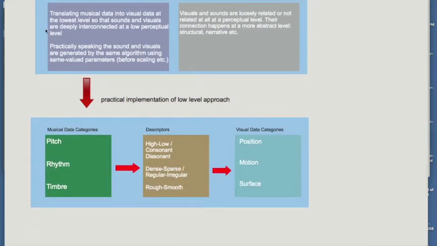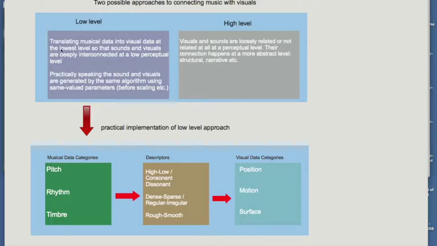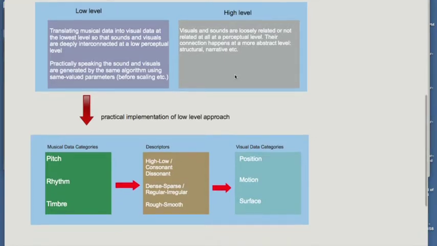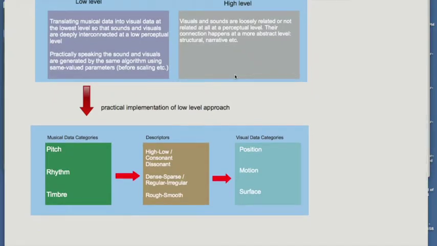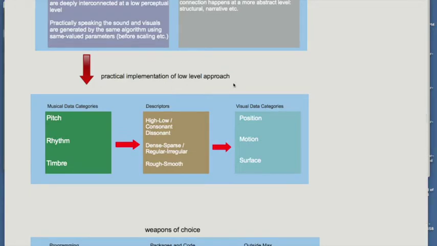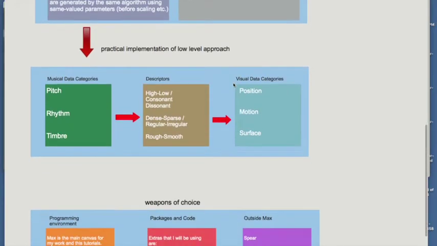So, I'm more interested in the low level approach, which means that I won't be dealing with the abstract issues of musical narrative or structure, but rather with how to connect the musical event to a visual event in the simplest possible way, and in the way that is most perceivable on a low perceptual level. So a way of practically implementing this approach is to really translate the musical data into a visual correspondent.